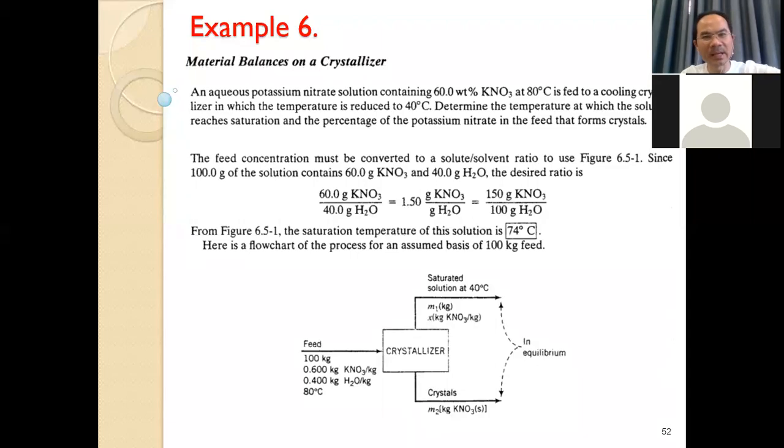Example 6, where we apply the material balance that you studied in the principles of chemical engineering. I think it's the same example. I'm reviewing the material balance for the crystallization process.